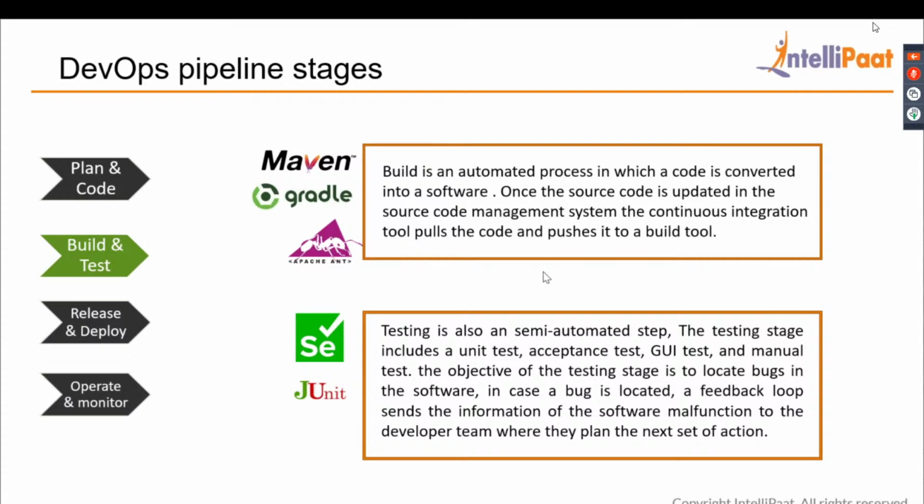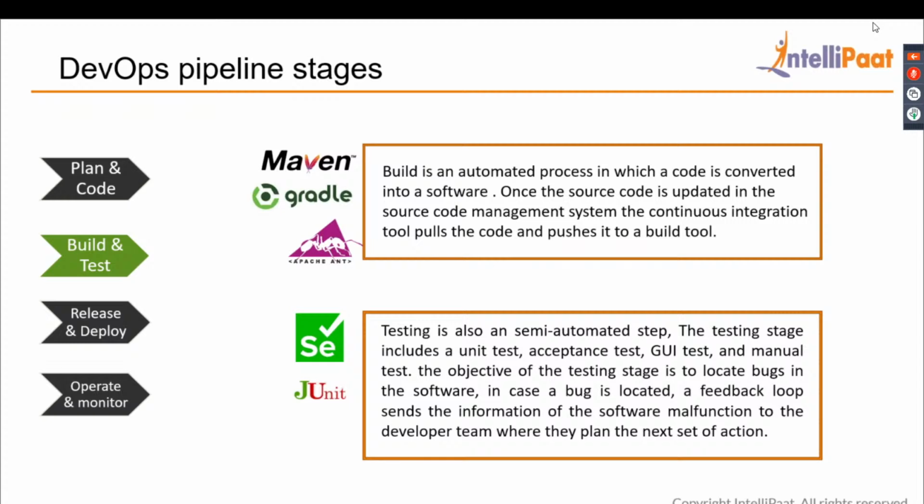Okay, so now coming to build and test. The first part is building an automated test process, which will basically convert the code into a software or a package of files which is ready for running, or which are basically executable files. Tools like Maven, Gradle, Apache Ant, Selenium, JUnit. Okay, so first, Maven, Gradle, and Apache Ant are essentially for building, not exactly for testing.